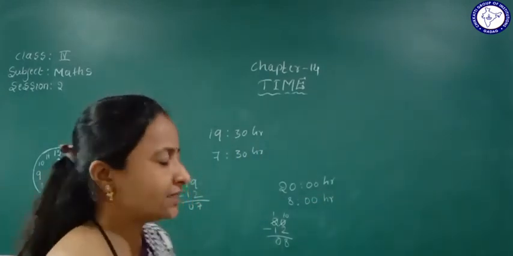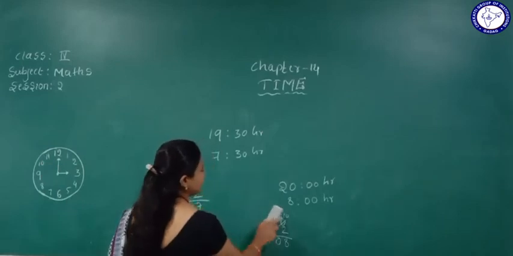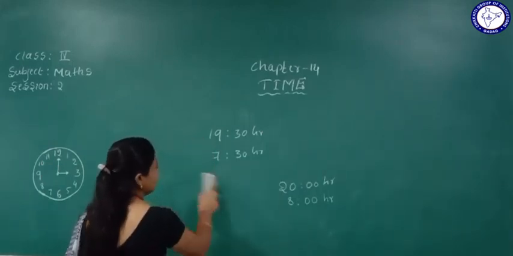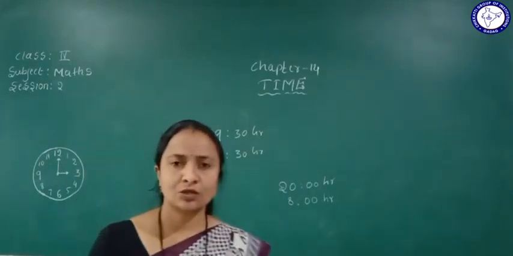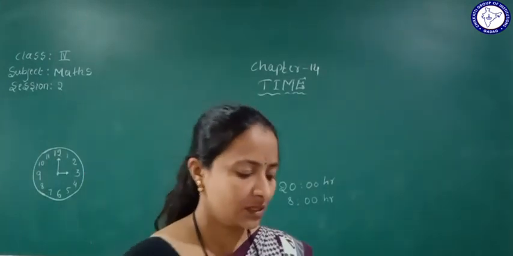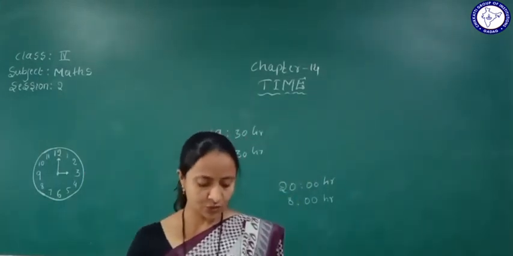Understood this one? We subtract 12 hour from the given hour. So we get the answer, that is 12-hour clock time. Understood this one? Yes, students, I hope you understood up to here.